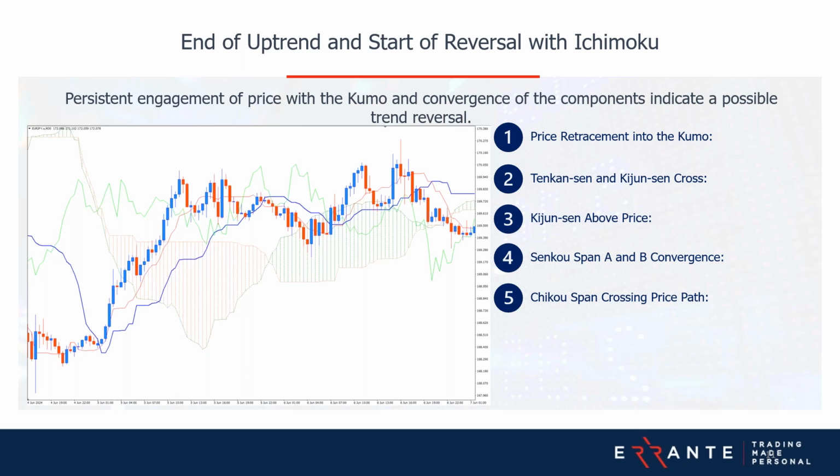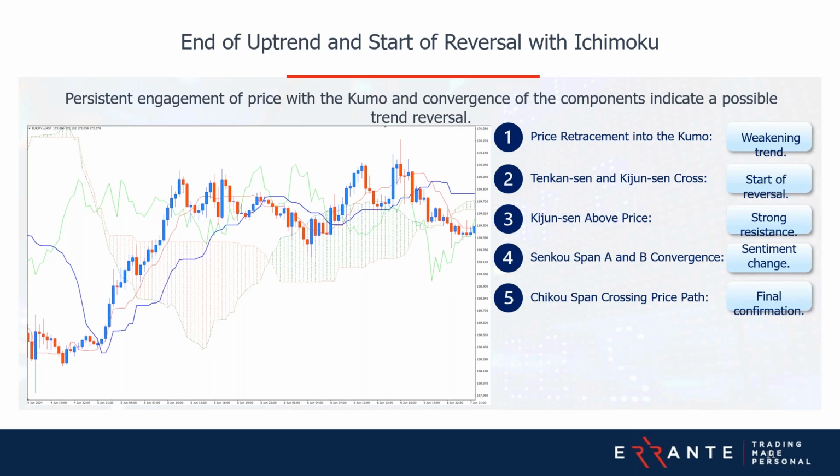provides a historical comparison when it crosses the current price path. It indicates that the current market conditions are weaker than those 26 periods ago, reinforcing the bearish sentiment. So again, we have the weakening trend, we have the start of a new reversal, we have a strong resistance, we have a change in sentiment, and we can use the Chikou span as a final confirmation to compare it with the previous market sentiment.